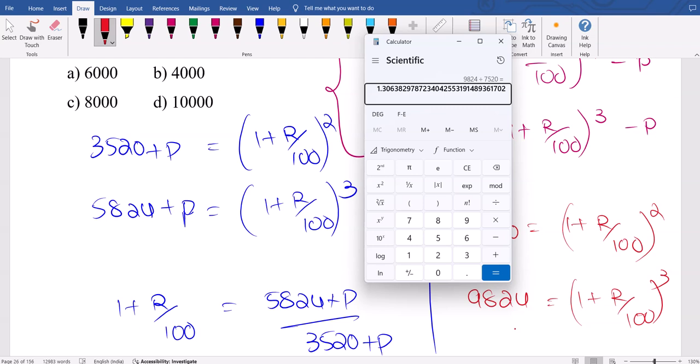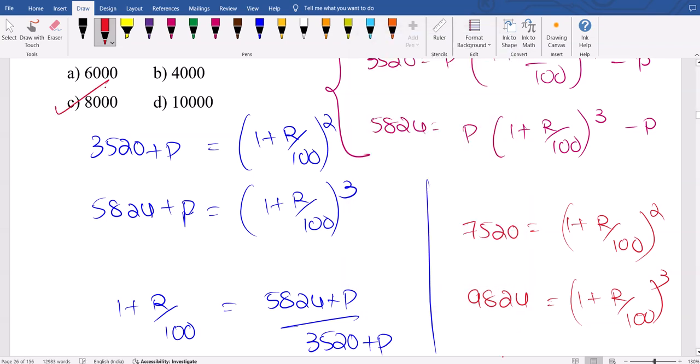Then 6,000 means 11,824 divided by 9,520. This is also not generating a correct rate of interest. So 8,000 means 13,824 divided by 11,520. Yeah, option C is the perfect one. I'm taking principal as 8,000. This is all option verification, trial and error, I'm doing.